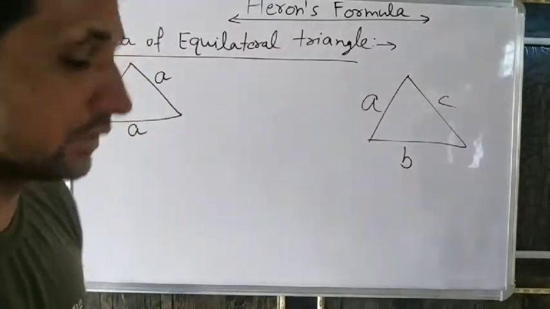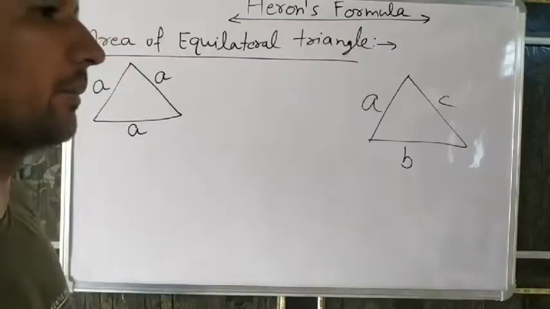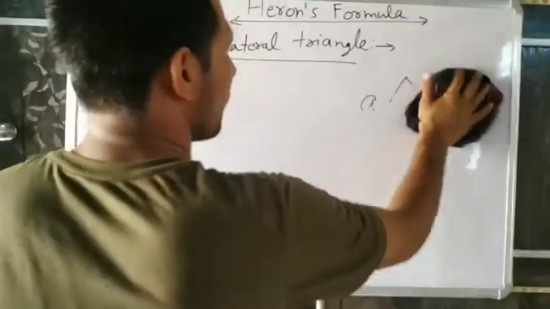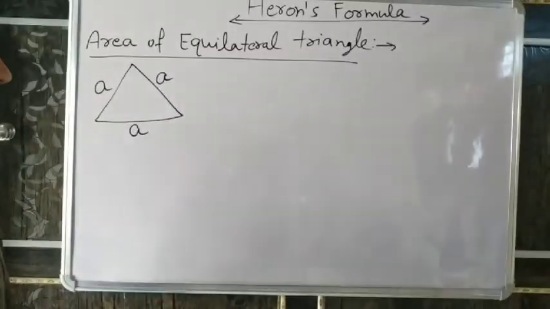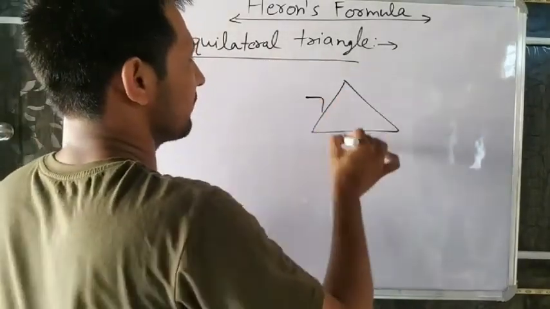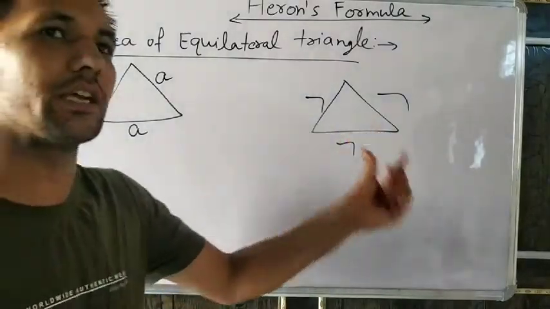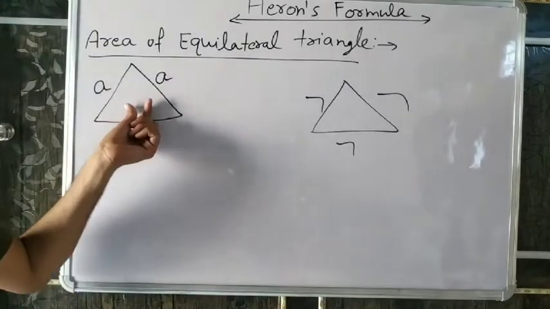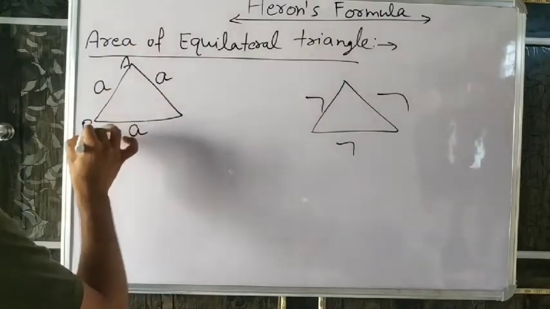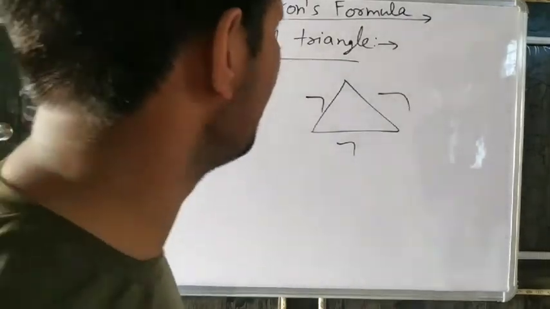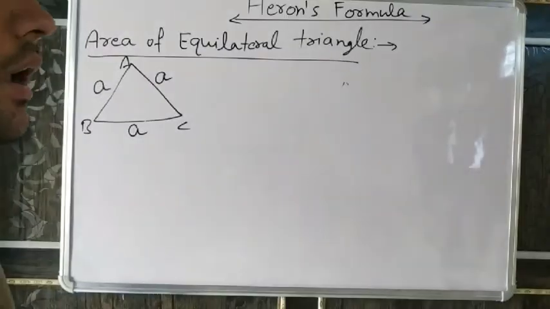Suppose in any question the triangle given is equilateral. Equilateral means a triangle whose all three sides are equal. Let the side be A. We are discussing a general case; it could be 7, or 6 and 5. ABC is a triangle. Find its area. We will find its area by Heron's formula.